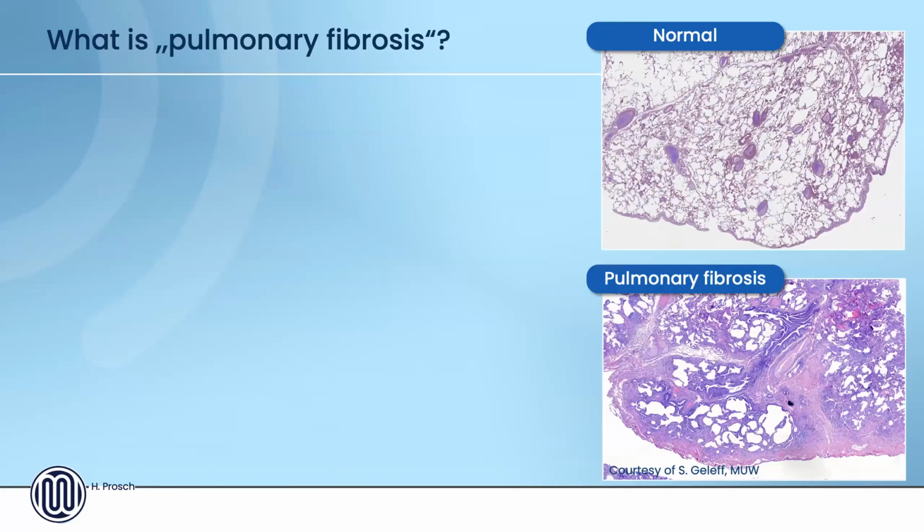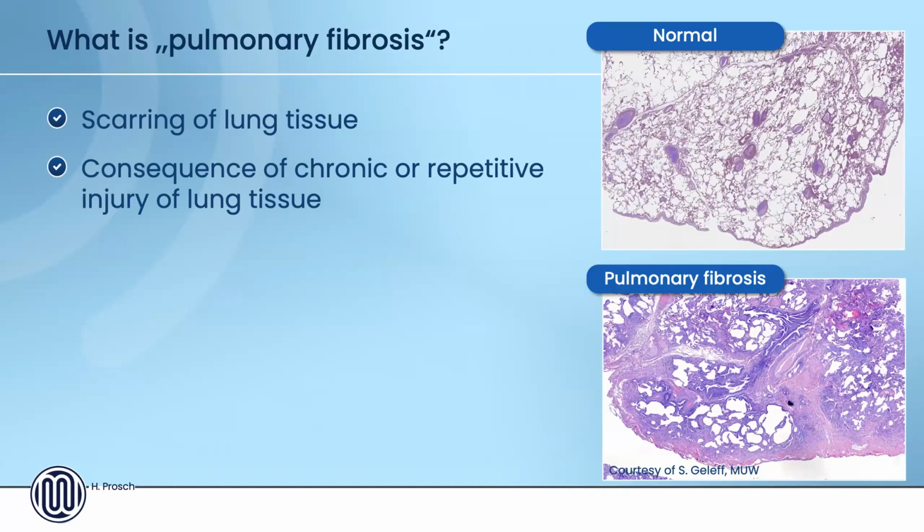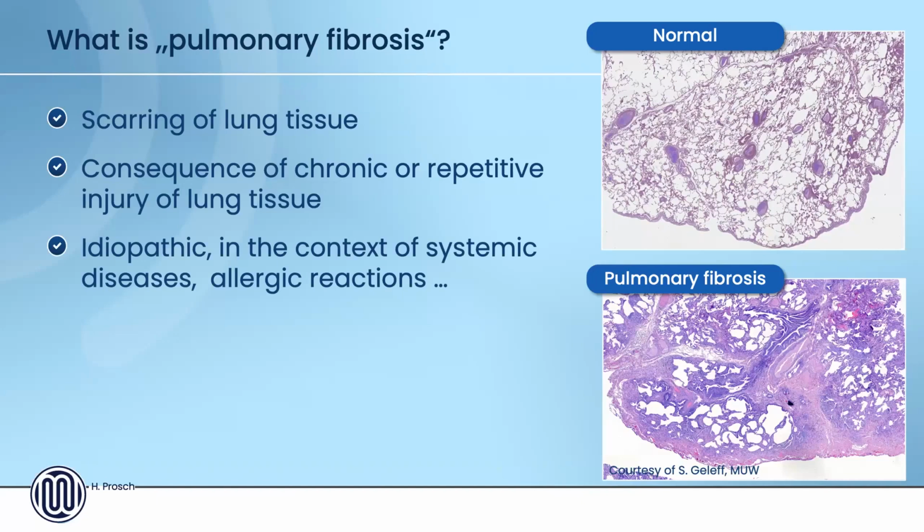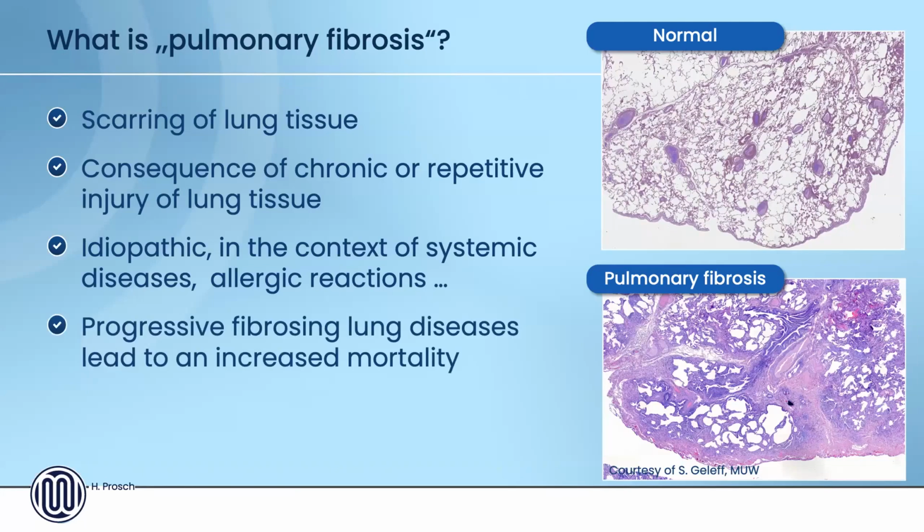Lung fibrosis is primarily just a scarring of lung tissue, and it is the consequence of chronic or repetitive injury of lung tissue. It is seen in idiopathic form or in the context of systemic diseases, allergic reactions, name it. The problem is that it may progress and then lead to an increase in mortality. And this is a histological slide of a normal lung parenchyma. As you see here, this is the scarring of the lung tissue.